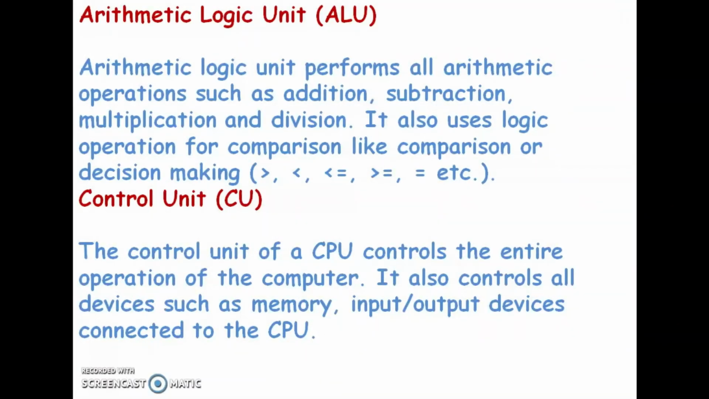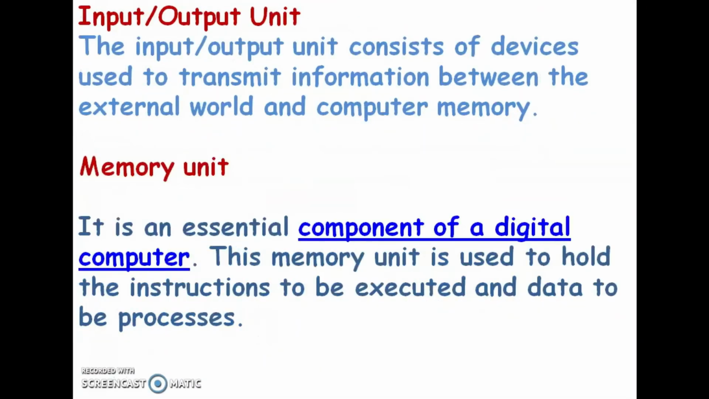Then the next is control unit. The control unit of a CPU controls the entire operation of the computer. It also controls all devices such as memory and input or output devices connected to the CPU. Then the input or output unit consists of devices used to transmit information between the external world and the computer memory. For that, we use these input or output devices.